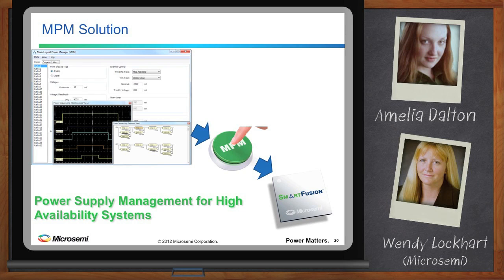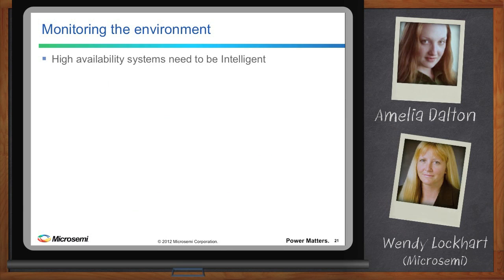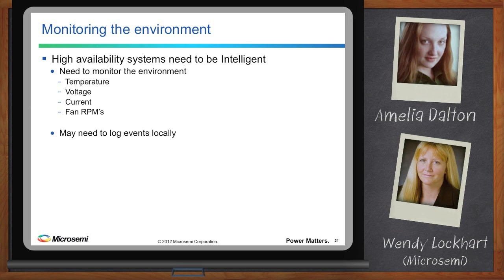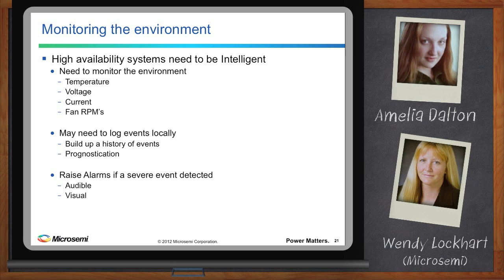Let's look a little more at the other part of this puzzle, the reacting safely under any conditions aspect. A reliable power management system needs to monitor the surrounding environment. So that includes temperature and fan RPMs, especially in rack-mounted systems. It may need to log events locally, which are stored in flash, and build up a history of the system performance. It may generate alarms either locally or remotely if a severe event is detected, and then communicate information back to a host processor for routine maintenance and tracking.